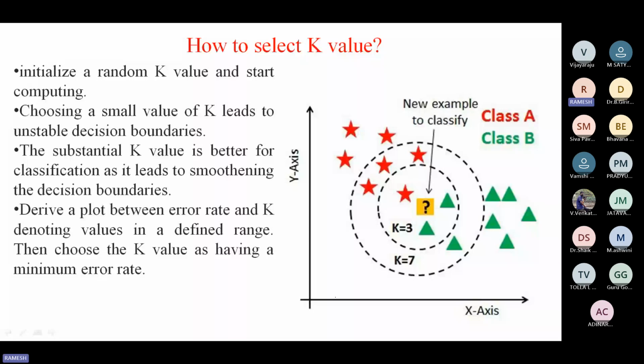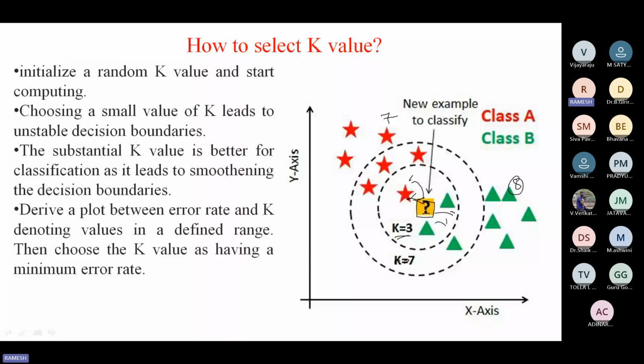1, 2, 3, 4, 5, 6, 7 stars are there, 7 stars. 8 triangles are there. Now the question is whether this object belongs to stars or triangles. Now, if we select k equal to 3 randomly, the answer is that the question mark belongs to triangles. Otherwise, if we choose k value as 7, the 7 nearest neighbors are this one. So in this, the majority is star. So the yellow color object belongs to the star class.